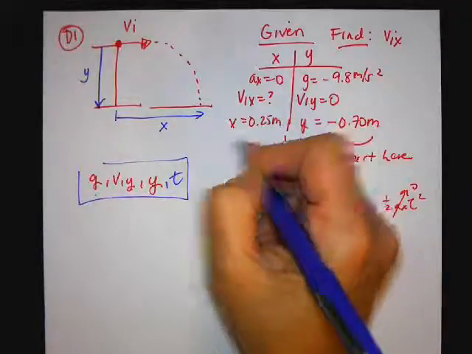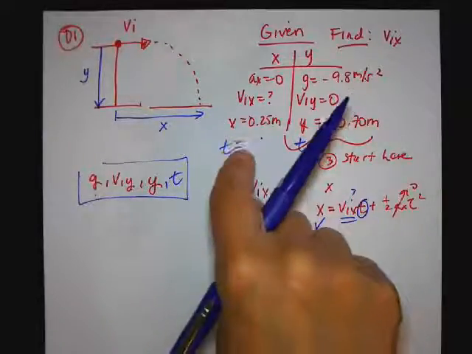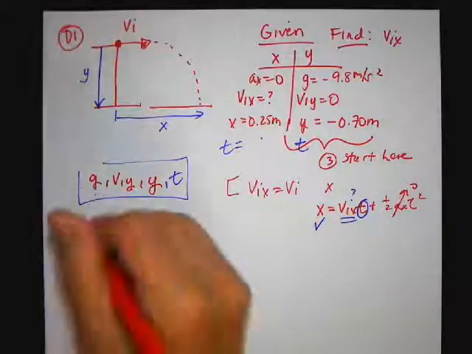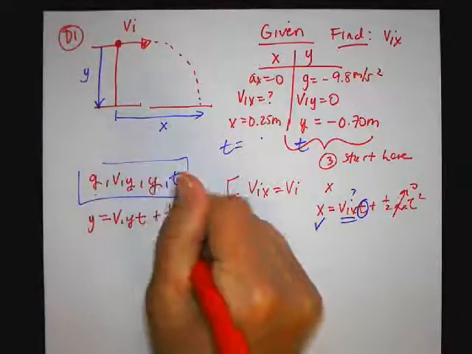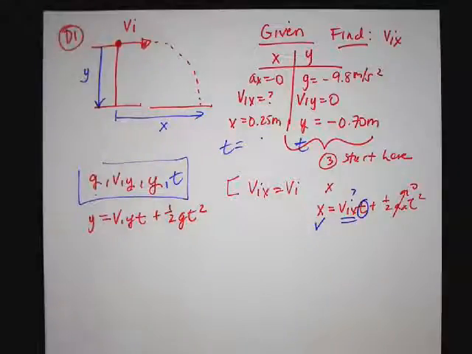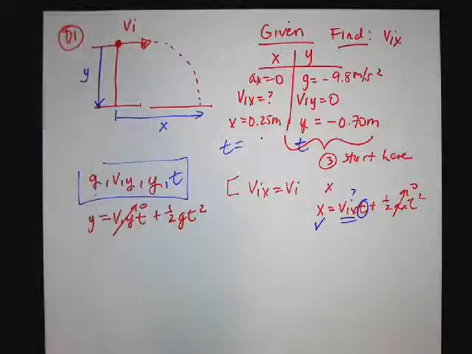Doesn't have t; t is not x or y. T is the same. And then I can go back and use the t on this side. So y is equal to Viy t plus 1/2 g t squared. Because Viy is 0, this whole term goes to 0. So now I have y is equal to 1/2 g t squared.